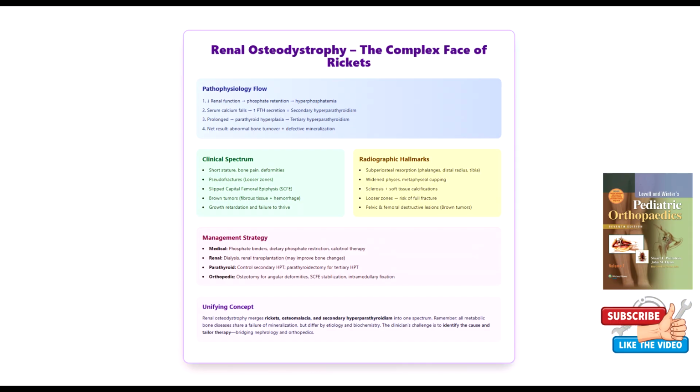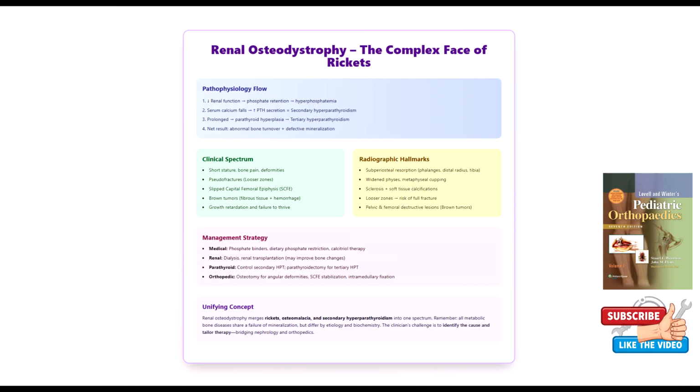Now, students, let us finish our comprehensive journey through the many phases of rickets by focusing on renal osteodystrophy, a particularly complex but highly relevant entity that you will encounter in nephrology wards and orthopedic consultations alike. Renal osteodystrophy describes the skeletal changes that develop in the setting of chronic kidney disease, particularly in those patients approaching end-stage renal failure and requiring dialysis.